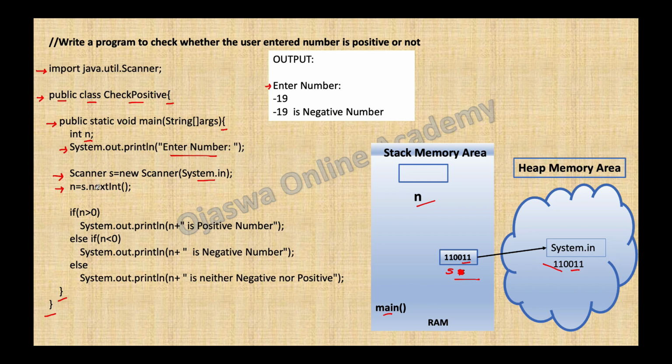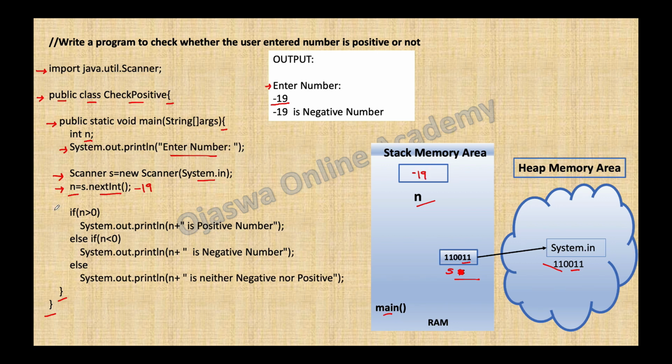The next statement is n = s.nextInt(). nextInt is the method that reads the input entered by the user in integer format. So suppose the user has entered -19, nextInt will read this number as an integer number. The nextInt method belongs to the Scanner class, hence we are invoking it using the Scanner object s. There are various methods like nextFloat, nextDouble, etc. to read various inputs in a particular format. So -19 is read as an integer number and we are storing it in the integer variable n. So inside the memory that is reserved for integer variable n, -19 is stored.